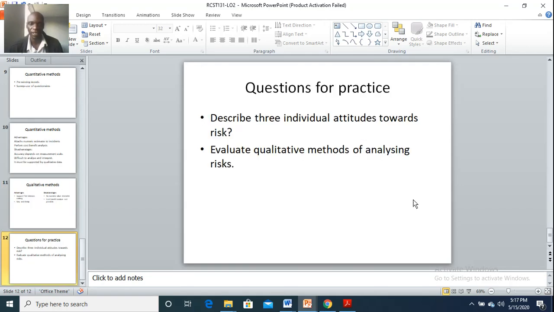Then the questions: you should be able to evaluate the attitudes towards risk. You should be able to evaluate the methods of analyzing risk. So to evaluate is to look at the pros and cons, then you make your position.